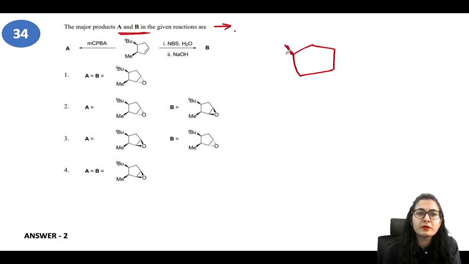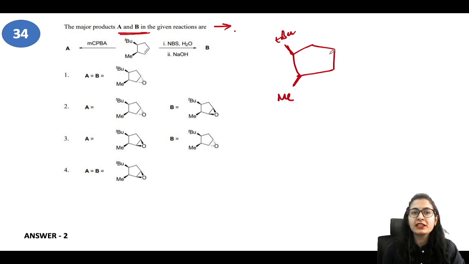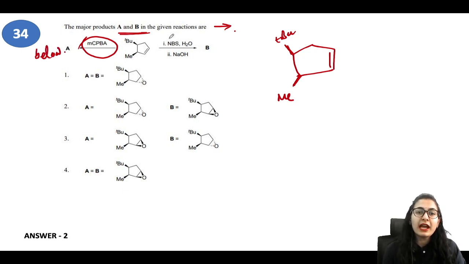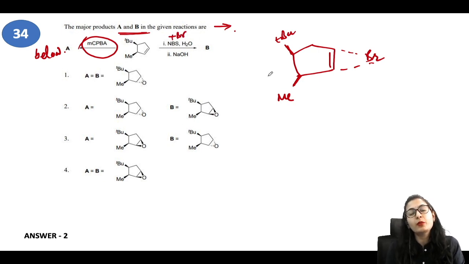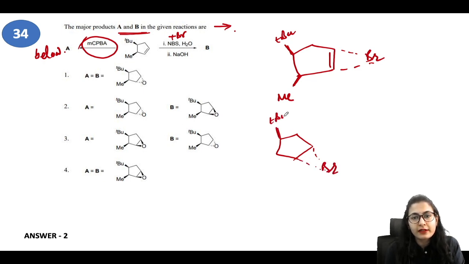There are two bulky groups which are given over here on the above position. These are two bulky groups, and definitely there is a double bond over here. Now, when we are directly reacting with metachloroperbenzoic acid, it's going to give you epoxidation from below the plane. So this is going to give you below epoxidation. And when we are taking the NBS, NBS is first going to give you bromination below the plane. NBS is going to give you a bromonium ion, that's going to give you this kind of bromonium ion formation from below the plane, like this.